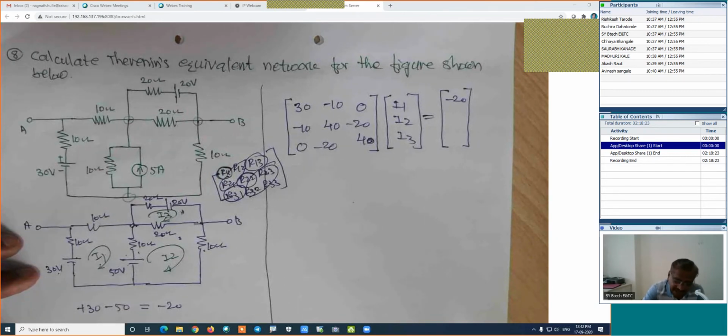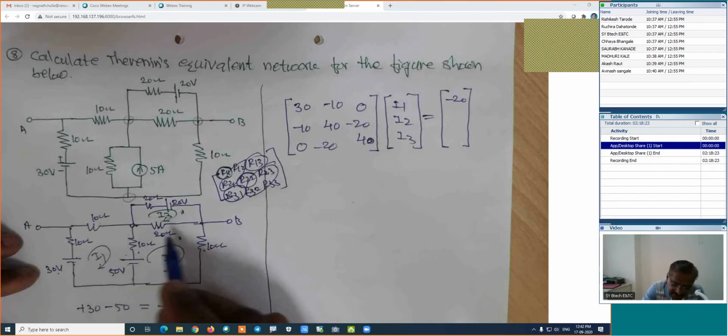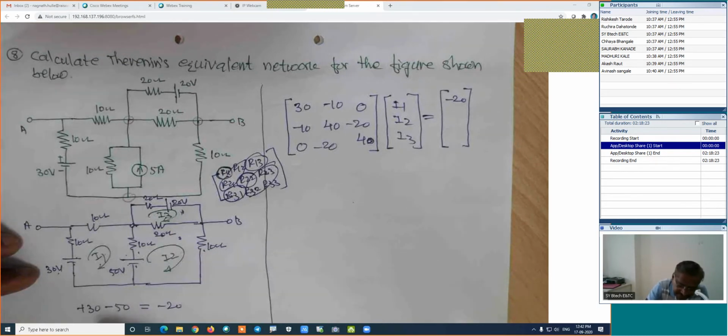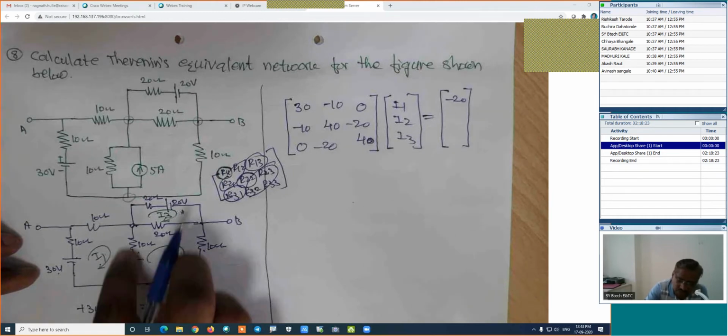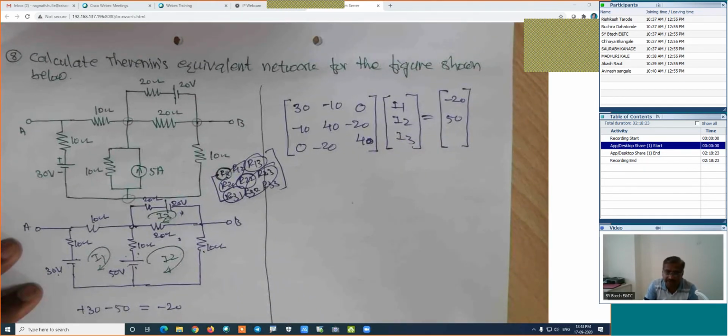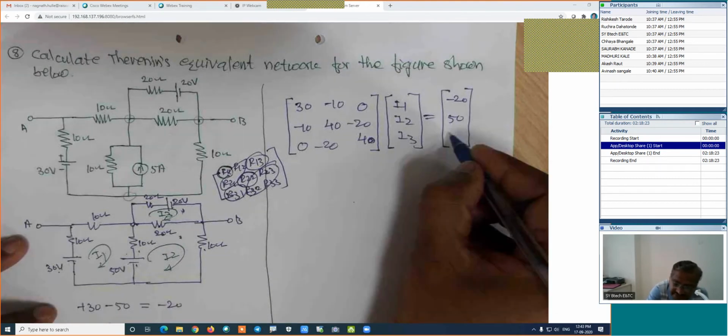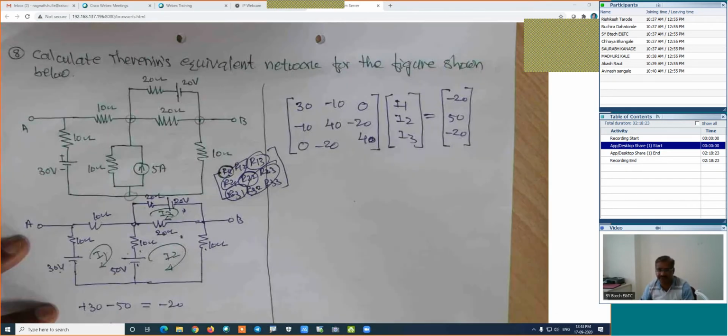Fine. If I am going for loop number 2, how much is the value with the direction of the current? Negative to positive plus 50. There is no source, means it is plus 50. For the third loop, if we are traveling with the direction of the current, positive to negative, which is minus 20, this minus 20 is the value.